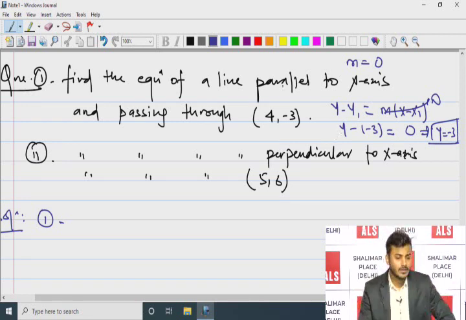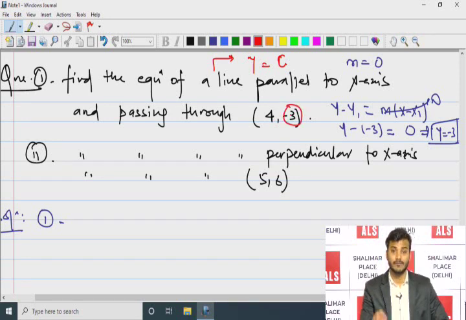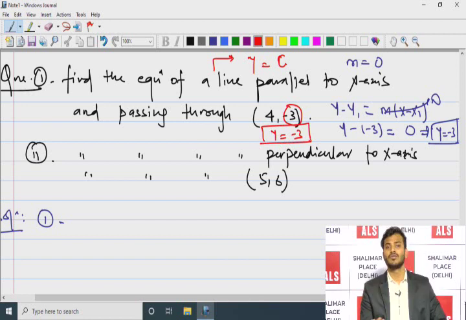Why is it so? Because if the line is parallel to x-axis, then in the general case, parallel to x-axis means y equals some constant, y equals c. Now what is that constant? If this line is passing through 4 comma minus 3, this is the y coordinate which should satisfy the given equation. That means y equals minus 3 directly. You can directly conclude the answer as y equals minus 3.